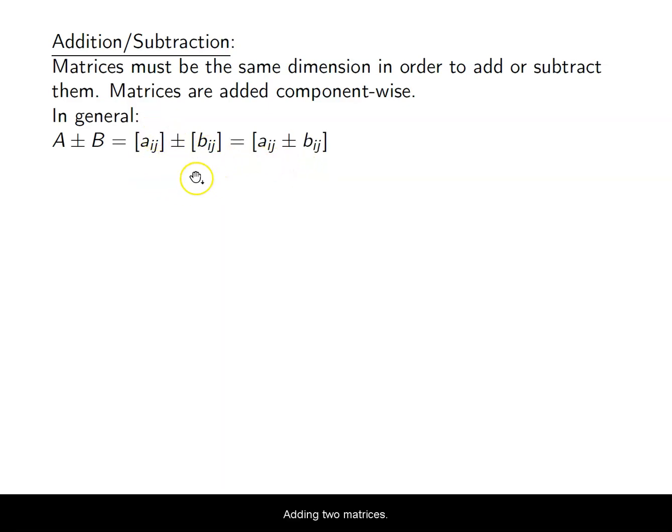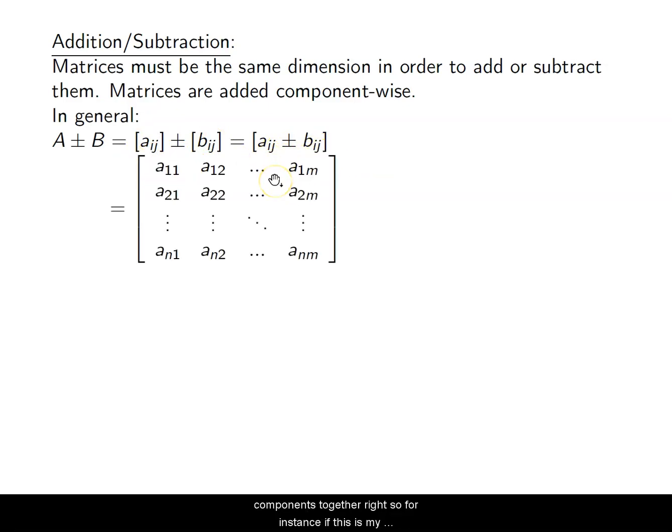Okay, so if I'm adding two matrices, it's the same thing if I'm just adding or subtracting their components together, right? So for instance, if this is my matrix A, this is another way of representing a matrix. It's actually probably the more common manner of this. So remember that the subscripts are the entries. This is the element in the first row, first column. This is the element in the nth row, second column. This is the element in the second row, mth column, right? So this matrix has n rows and m columns, right?